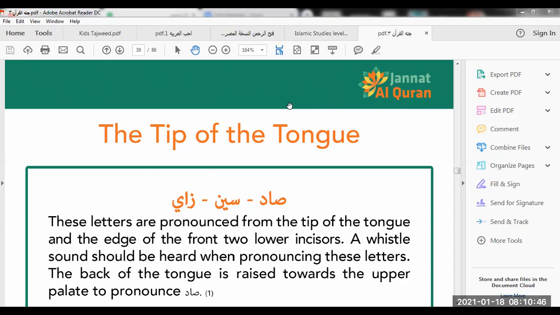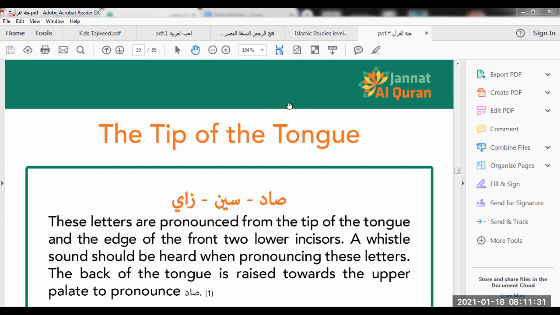Okay, we extracted all the qualities or characteristics of these letters before. Then we moved to the tongue. I said the tongue is divided into 10 specific articulation points for 18 letters. We had taken qaf and kaf, which are 2 specific articulation points.